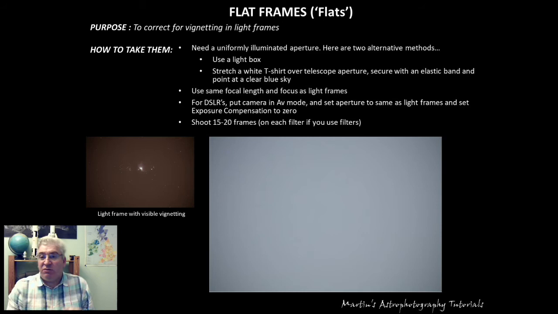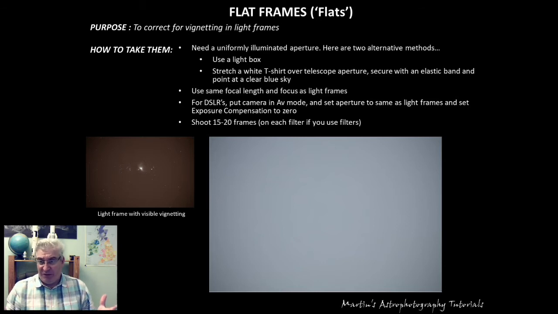But you can also stretch, for example, a white t-shirt over your telescope or lens aperture, secure it with an elastic band and point it at a nice even area of bright sky, for example. It's important to use the same focal length and the same focus as your light frames to best replicate the vignetting. If you've got a DSLR, put it in aperture priority, so AV mode, and set your aperture the same as you use for your light frames, which will almost certainly be the widest aperture. And if you have exposure compensation, make sure that's set to zero.